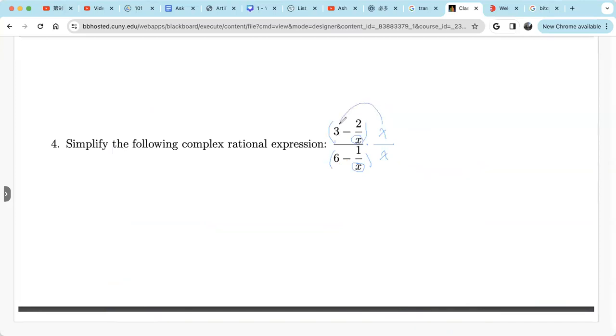Now, what is 3 times x? 3x, right? What is the 2 over x? Well, minus sign. 2 over x times x. X cancels with x, so that's 2. 6 times x, 6x. Minus sign. 1 over x times x, just 1. And that's it. Cannot be simplified, right? 3x minus 2 as a factor in the numerator. 6x minus 1 as a factor in the denominator. They don't have common factors, so we're done.